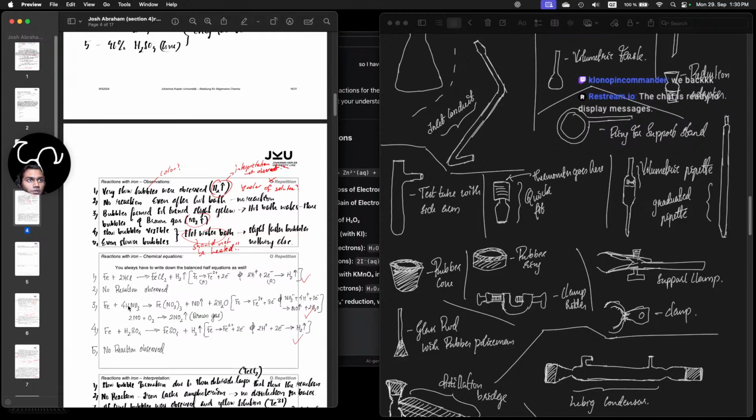So iron plus HNO3 gives Fe(NO3)3. Fe(NO3)2 was for what? That's copper. And NO gas plus 2H2O. NO plus O2 gives NO2. Oh, not the half reaction. Don't ask for the half equation, please.